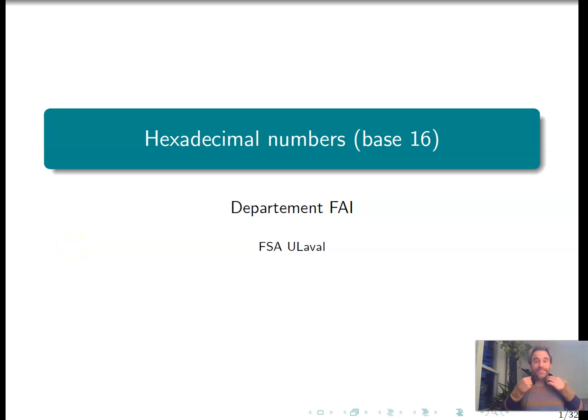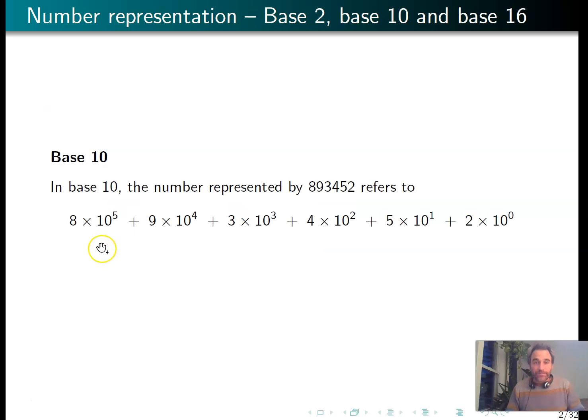Hi everyone. In this presentation we introduce the reader to hexadecimal numbers, hexadecimal representation and binary representation. Usually we write numbers in base 10.